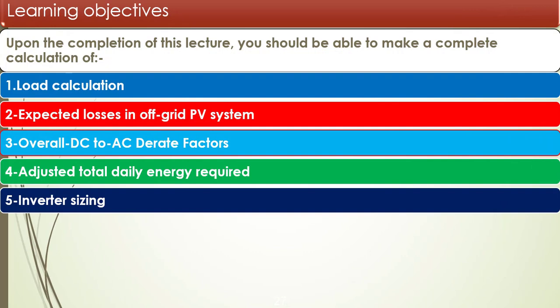The learning objective of this lecture, the first one is how we calculate the load calculation, and we will discuss the expected losses in off-grid photovoltaic system and the overall DC to AC derate factors, and we will also calculate the adjusted total daily energy required, and the fifth section, how we can design the inverter or inverter sizing.